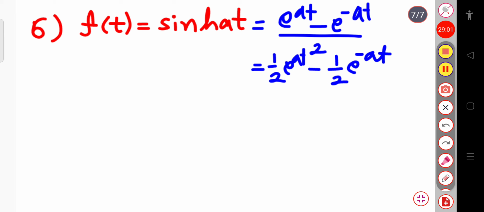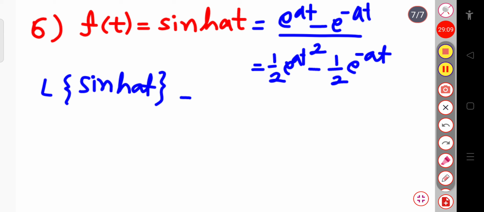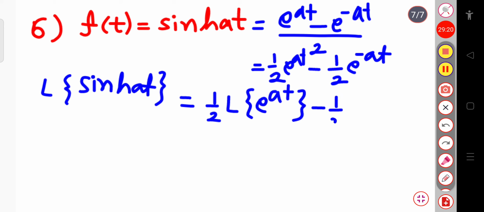So the Laplace transform of sinh at will be equal to 1 by 2 taken here, the Laplace transform of exponential at, minus 1 by 2 here, into the Laplace transform of exponential minus at.